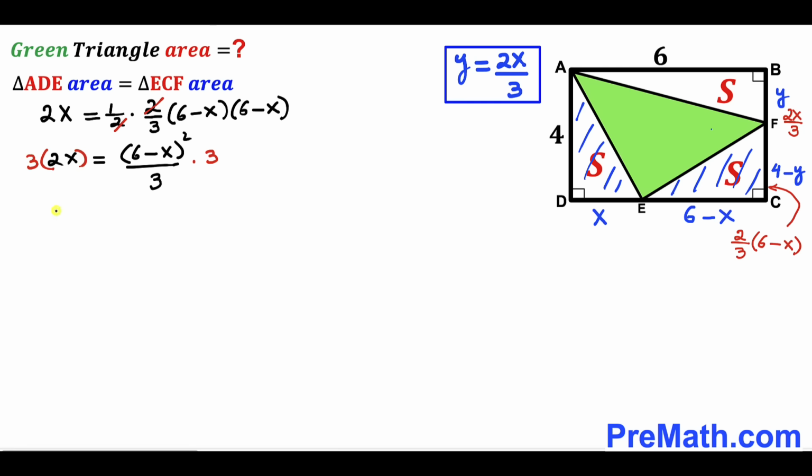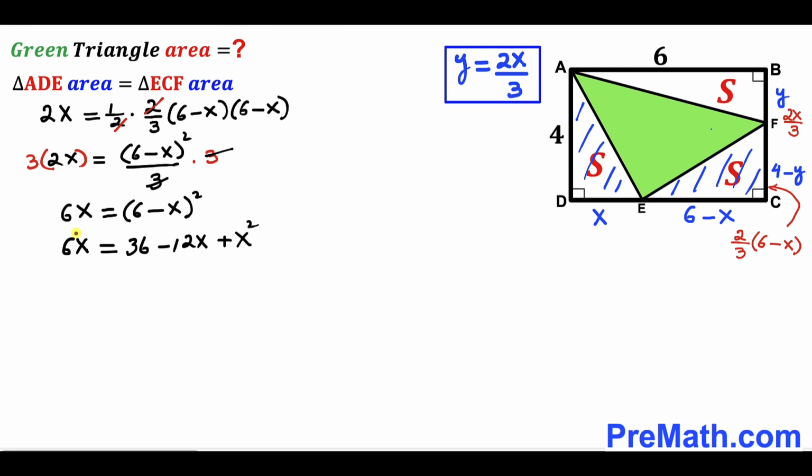So therefore the left hand side is going to become 6x, equal to this 3, and 3 is gone. So we ended up with the (6 minus x) whole square. So therefore we can write 6x equal to, if we open up this square, 36 minus 12x plus x squared.